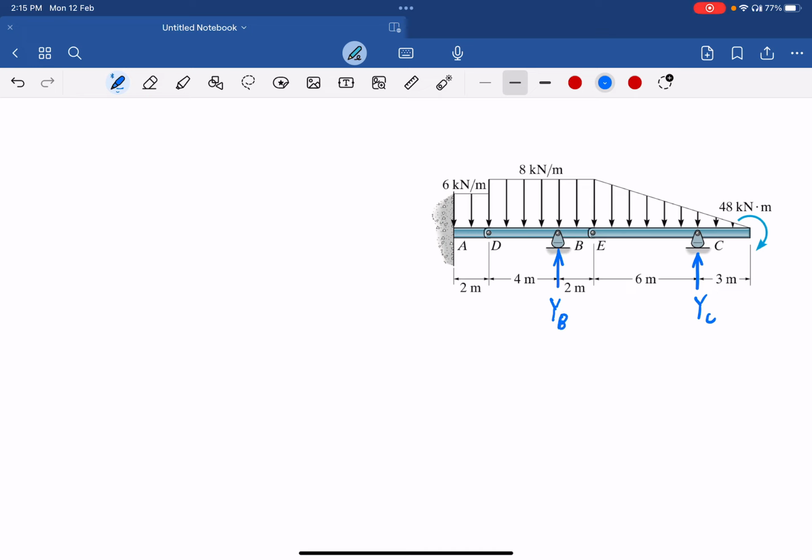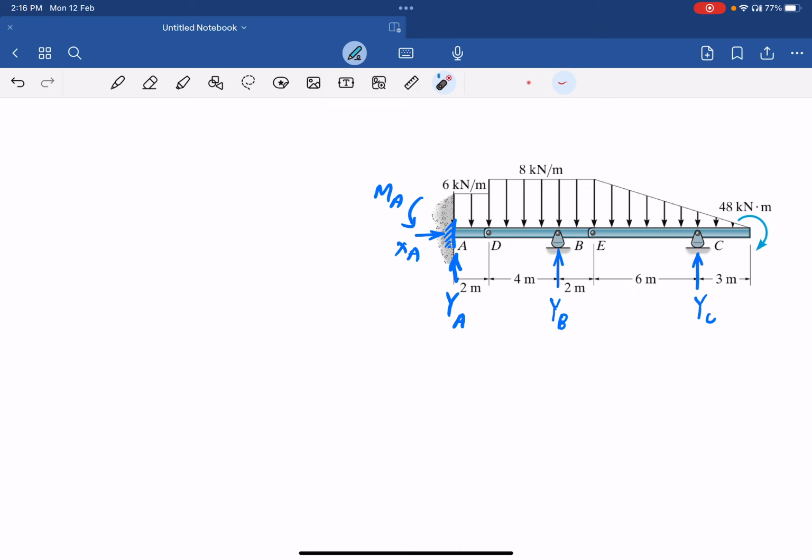And then we have a fixed support at A, and for a fixed support, as you know, we have three unknowns. It will be Y at A, then X at A, and then moment M at A. So we have 1, 2, 3, 4, 5 reactions, and we need to solve and get these reactions.